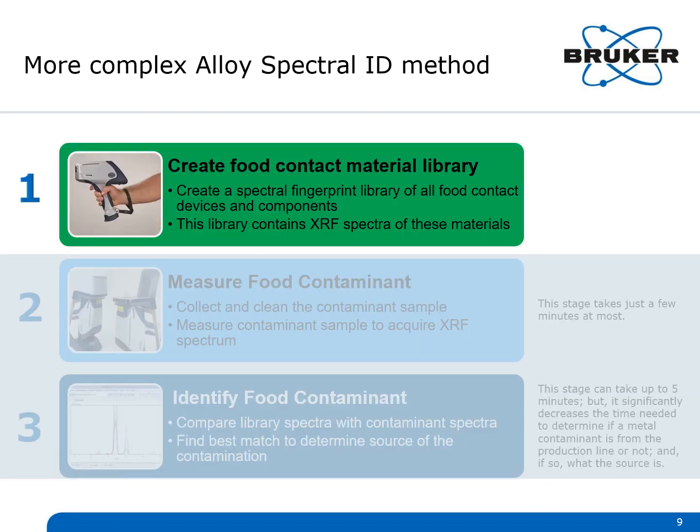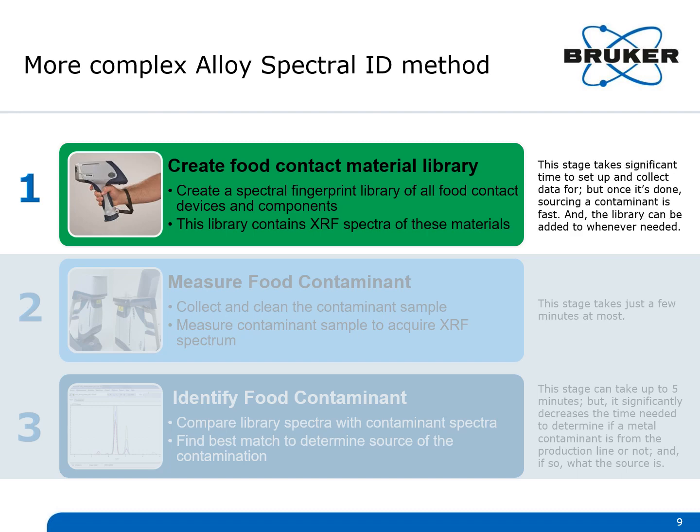There are 3 primary stages required to optimally use the more complex alloy spectral fingerprint ID method. The first one is to create a food contact material library. This stage takes a significant amount of time to set up because you need to create a spectral fingerprint library of all food contact devices and components for a given production line. But once it's done, sourcing a contaminant is fast, and the library can be edited whenever there are changes on the line.